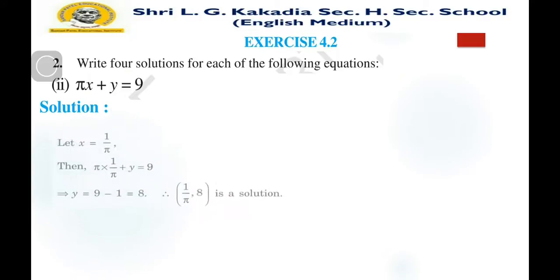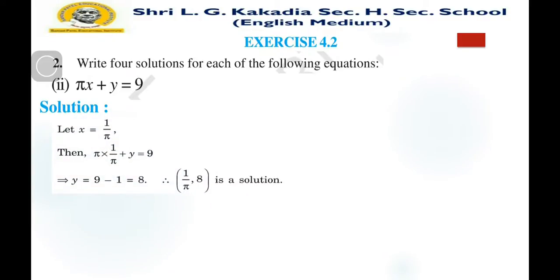So solution: let x is equal to 1 over pi. Why have we taken this 1 over pi? Because if we put 1 over pi here in this equation, then pi will be cancelled. Then what can we find? 1 plus y is equal to 9, then we can find y is equal to 9 minus 1, which is 8.